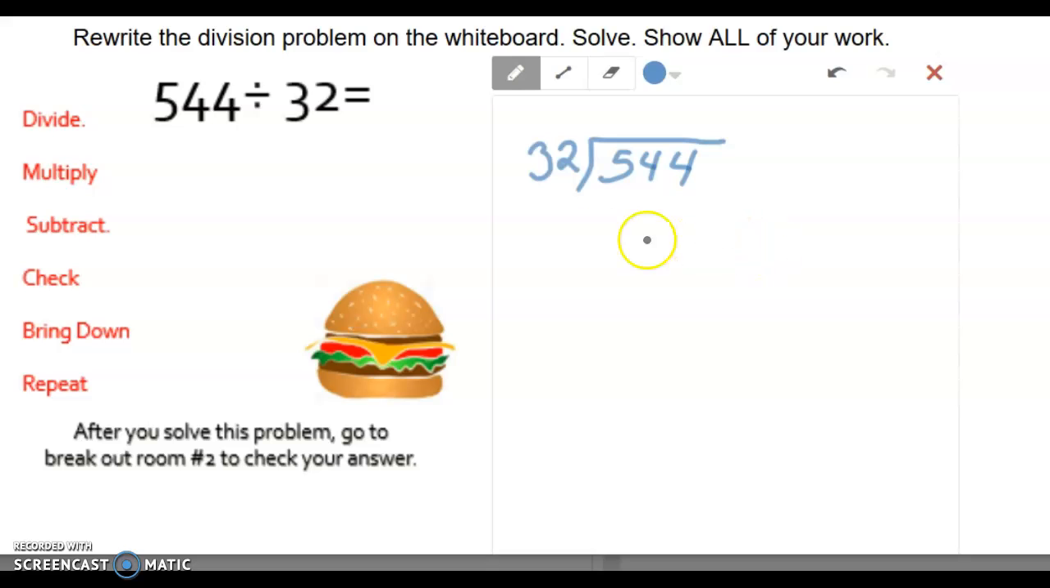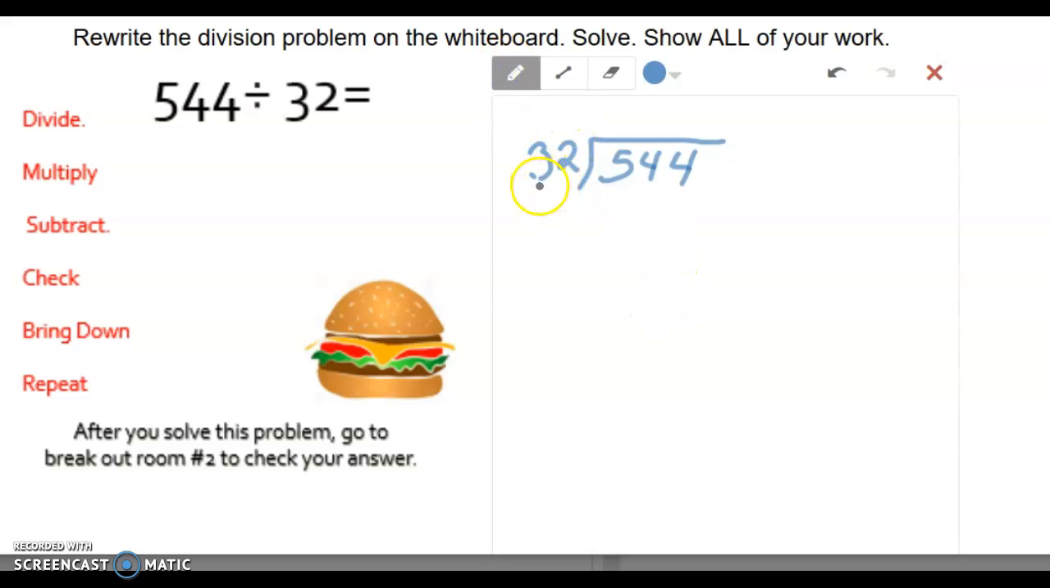Now we need to look and see how many times can we put 32 into 5. Well, that's not going to work, is it? We can't put 32 into 5. How about 54? Can we put 32 into 54? Sure. 54 is larger than 32, so we can put it into 54.